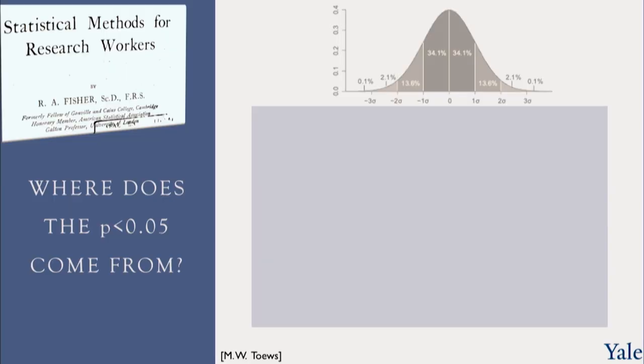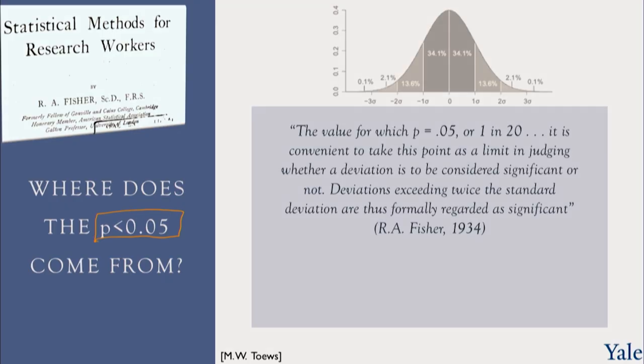So, the first thing, and this is sort of a little bit of a historical detour, where does this p less than 0.05 come from? You're going to see it if you do any scientific reading, statistically significant at the p less than 0.05 level. So here's a quote from a book by Fisher. Fisher was one of the fathers of modern statistics back in 1934. You can see the cover of the book on the top left-hand side. The value for which p equals 0.05 or 1 in 20, it is convenient to make this point as a limit in judging whether a deviation is to be considered significant or not. Deviations exceeding twice the standard deviation are thus formally regarded as significant. So the 0.05 just comes because Fisher thought that 0.05 is the right value.